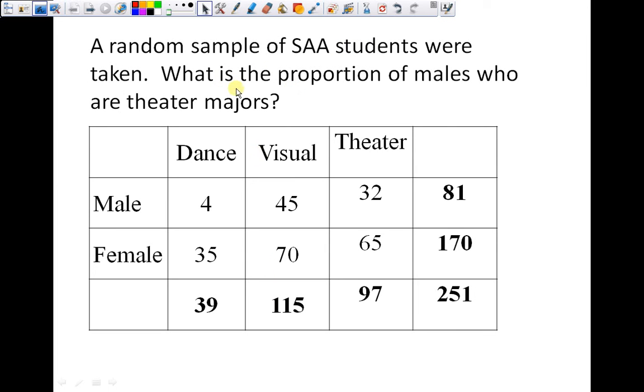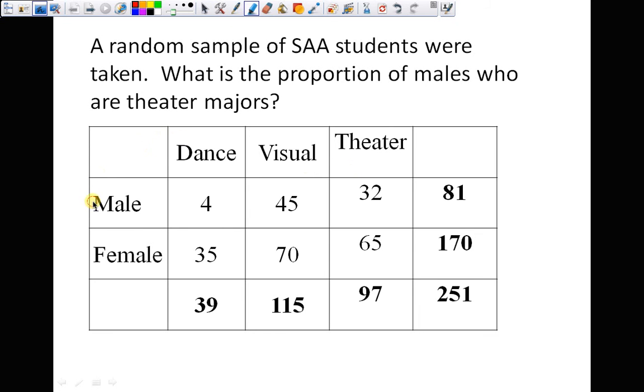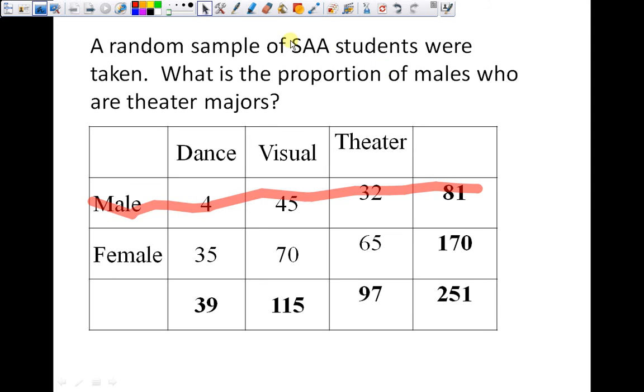Okay, what is the proportion of males who are theater majors? So in other words, now our condition is not an arts major, it's a gender. We're given that we're male. What is the proportion of the males who are theater majors? So we're looking at the 32 male theater majors out of the 81 males. So 32 divided by 81 would be our proportion or our probability for that event.